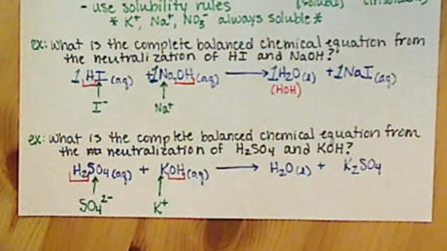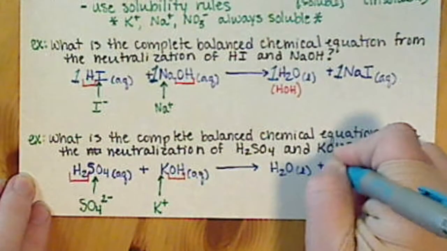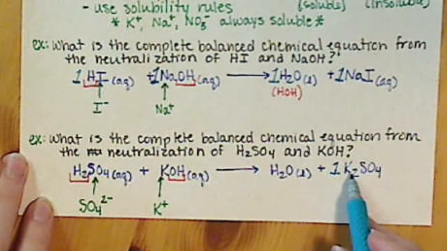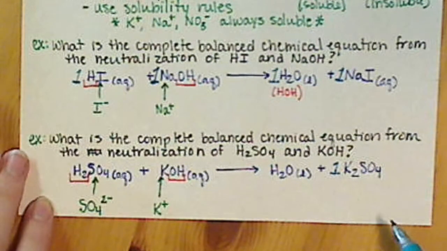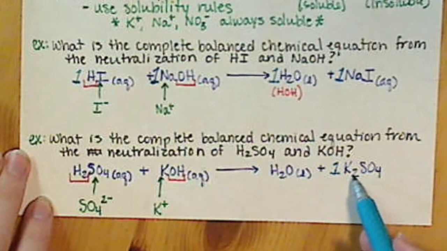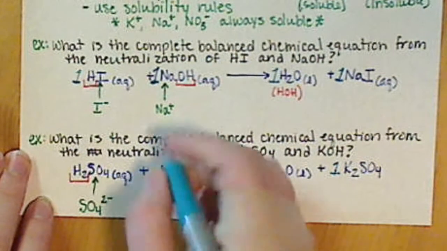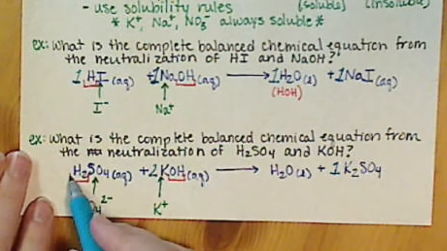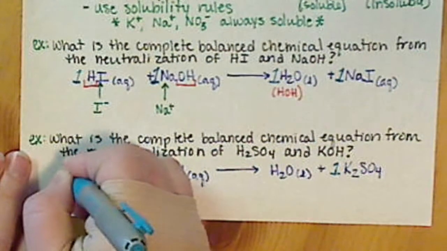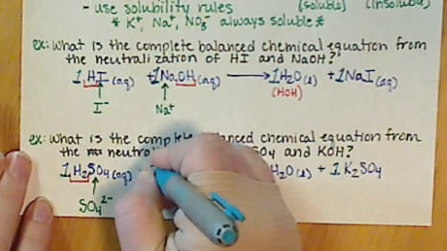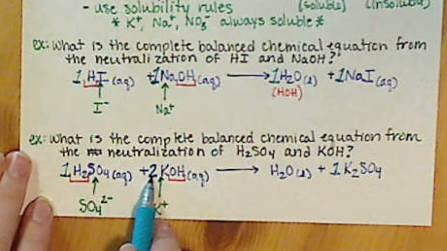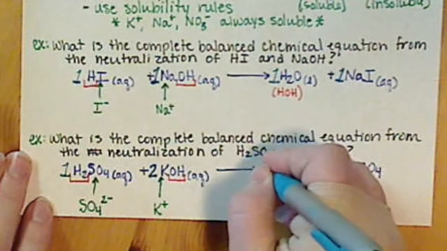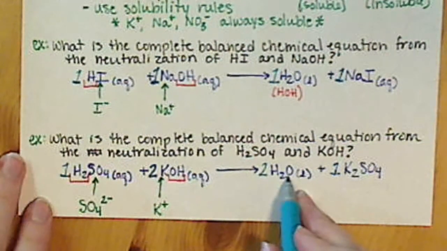Now we want to balance this. So remember, we put a 1 out in front of our salt. Now we can balance our acid and our base according to the cation and the anion. I have 2 potassiums, so out in front of potassium hydroxide, I need a 2. I have 1 sulfate, so out in front of my acid, I need a 1. Then I can balance my waters according to my oxygens. So I have 2 oxygens, so I need a 2 out in front of my water.